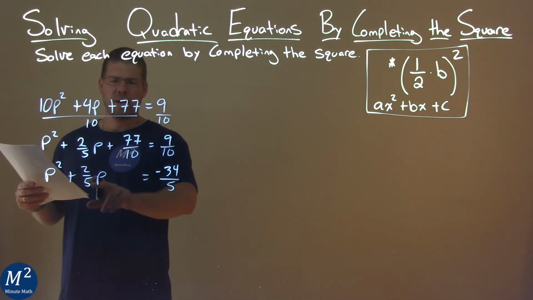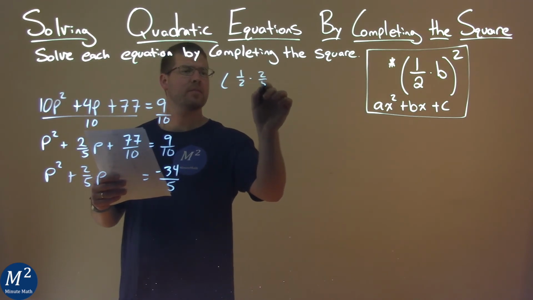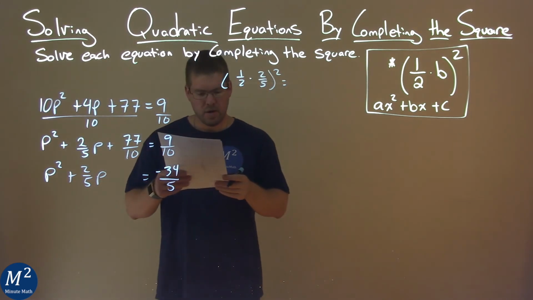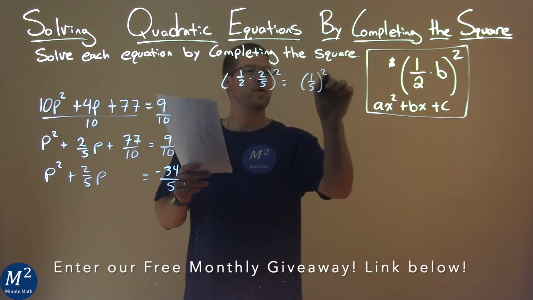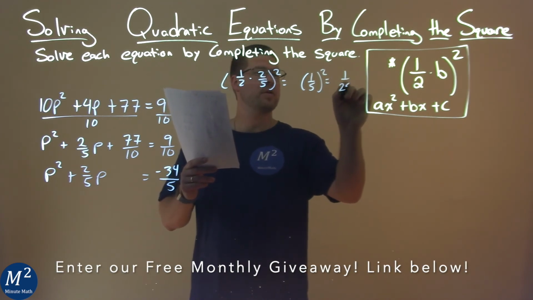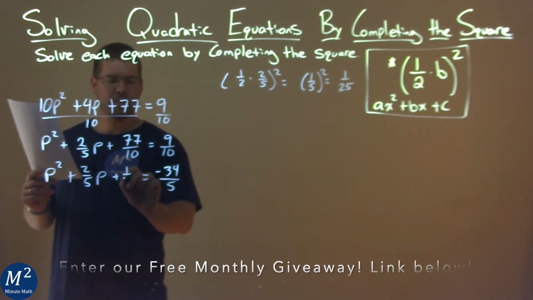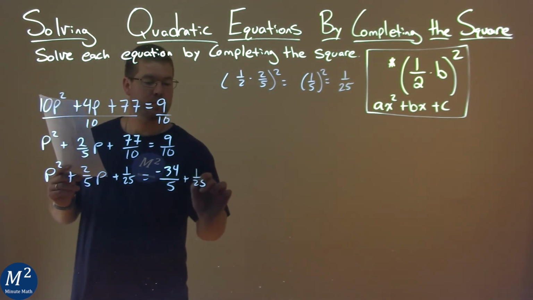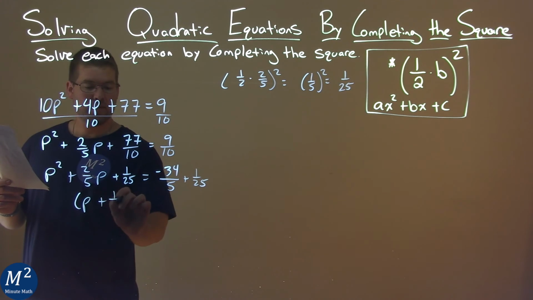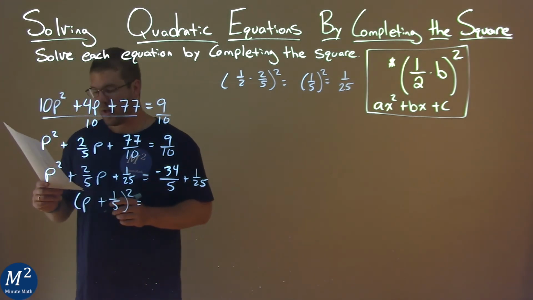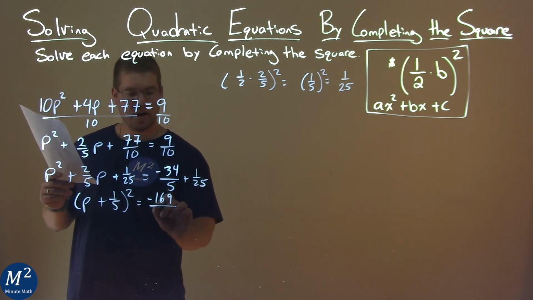Alright, now my b value here is 2/5. So I'm going to take that 2/5 and use my formula: 1/2 times 2/5, squared. 1/2 times 2/5 is really 1/5, squared, which is 1 over 25. So I take 1 over 25 and add it to both sides of the equation. The left-hand side now is a perfect square, p plus 1/5, all squared. And the right-hand side adds up to negative 169 over 25.